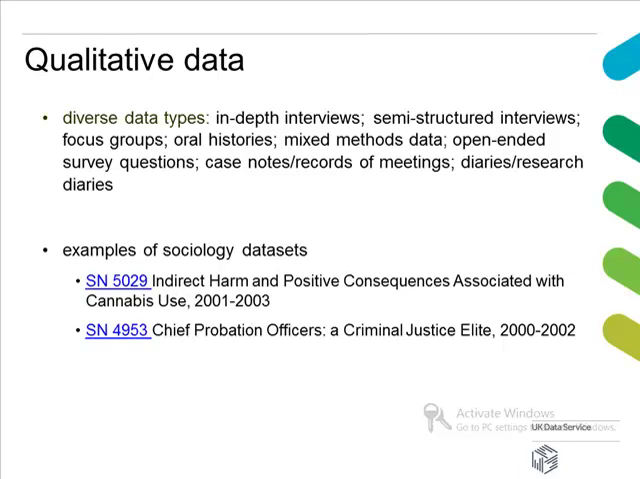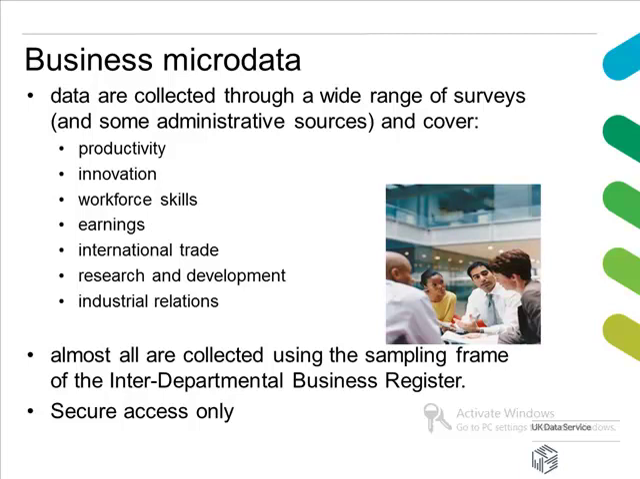And the final kind of data we have is business microdata. These data are at the business level. They're collected through a wide range of surveys and some administrative sources, and they cover business-related things like productivity, innovation, workforce skills, all these sorts of things. Because almost all are collected using the sampling frame of the Interdepartmental Business Register, you can link these surveys together quite easily. These data are only available via secure access, so they're quite hard to get your hands on, I should say. I'll explain what that means next.